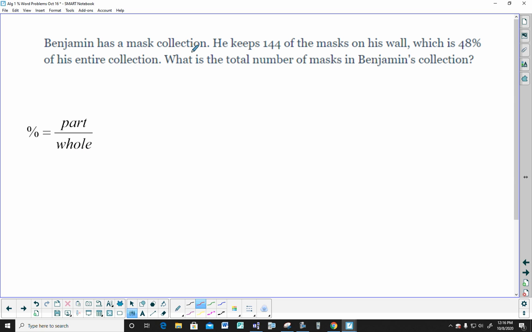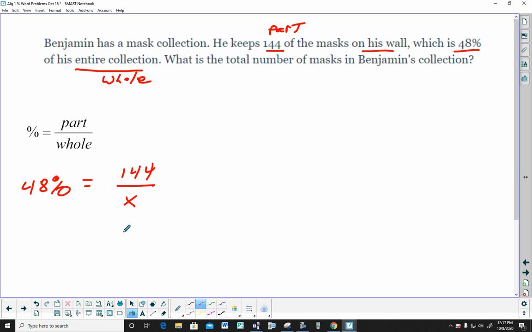He has a mask collection. He has 144 of the masks displayed on his wall. That represents 48% of his entire collection. So this is the part. This is the whole. What is the total number of masks in Ben's collection? Okay. They tell you a percent. 48% equals the part, 144, over the whole. I don't know the whole. I can't use this yet because it's written as a percent. 0.48 equals 144 over x.